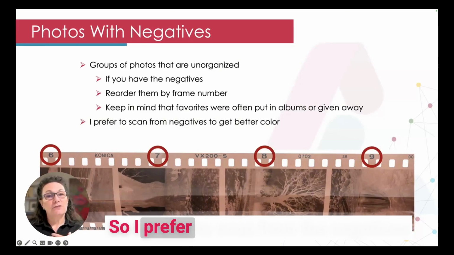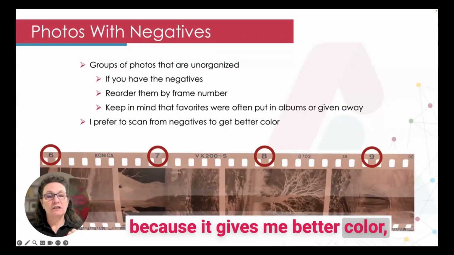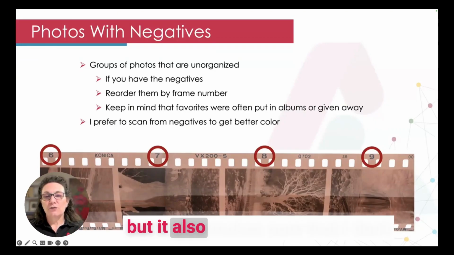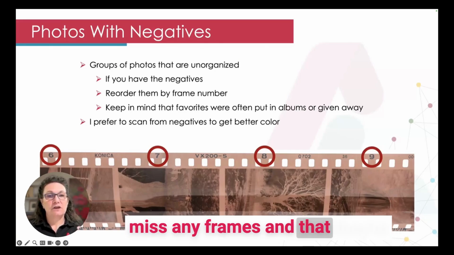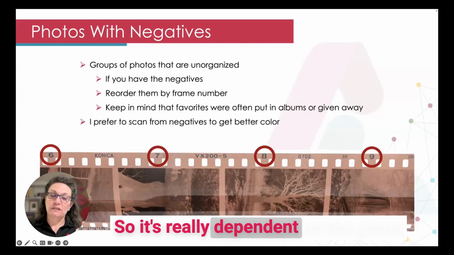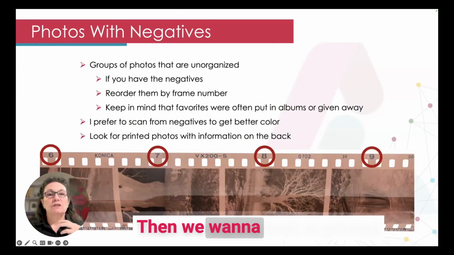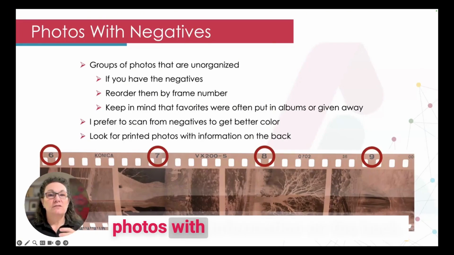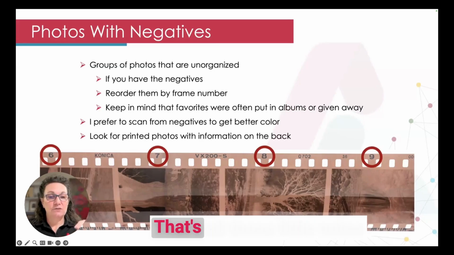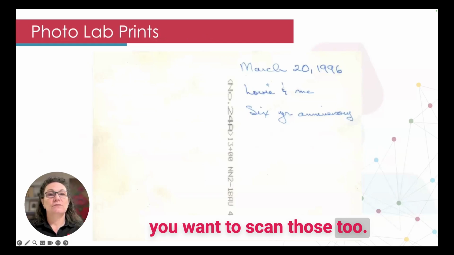So I prefer to scan from the negatives because it gives me better color, but it also makes sure that I don't miss any frames and that they're all in order, but it does take longer. So it's really dependent on the photo quality of the prints that I have. Then we want to look at printed photos with information on the back. That's all those little notes that tell you things because you want to scan those too.